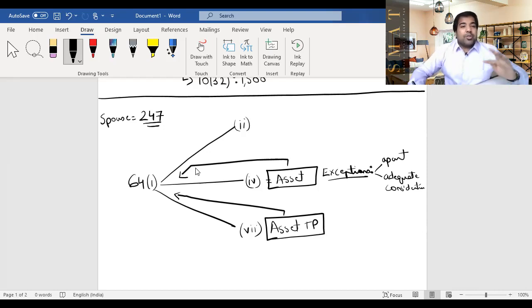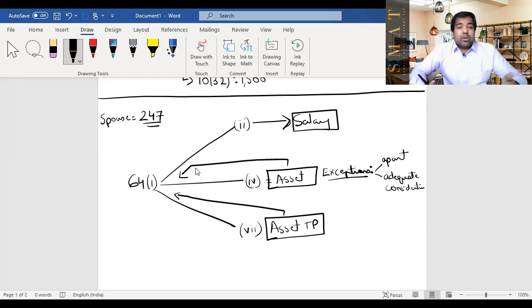And 64(1)(2) is a very interesting thing where your spouse is earning certain salary. Let's say your spouse is earning certain salary from a partnership firm in which you have substantial interest at any point of time during the year. Substantial interest basically means you have 20% or more in an entity, and that entity, whether it's a partnership firm or a company or an HUF or an LLP, is paying some remuneration, salary, bonus, etc.